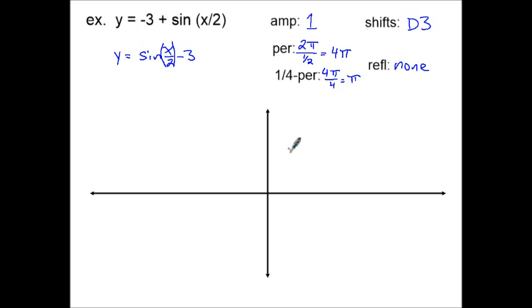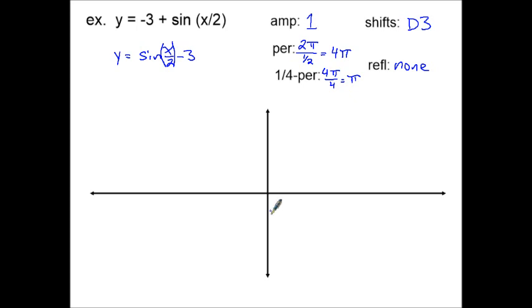First thing I want to do is get my midline set. The midline is normally right along the x-axis, but any sort of vertical shift is going to change that. So in this case, I'm going to shift down 3. I caution you though, the amplitude is going to help dictate how far apart my tick marks are going to go, because I need to go down 3, but then that's the center. I need to be able to go the amplitude distance both up and down from there.